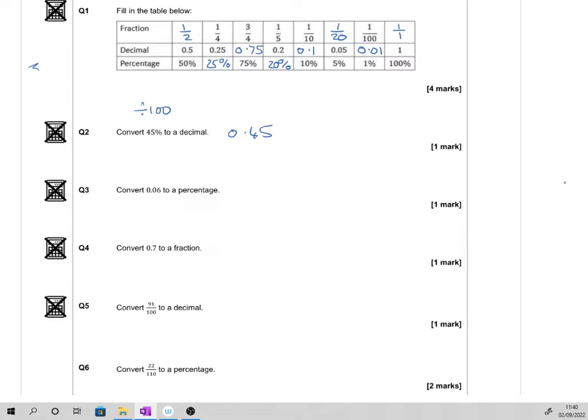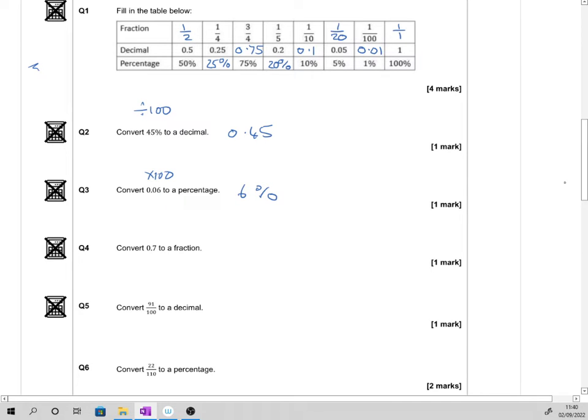Divide by, oh, no, we're the other way around now. So this one we multiply by 100. So that's 6%. That's to a fraction. Multiply by 100. No, let's do it this way. It's a quicker way.